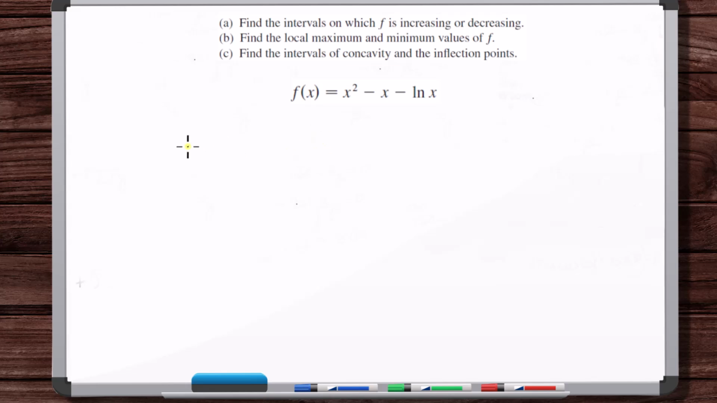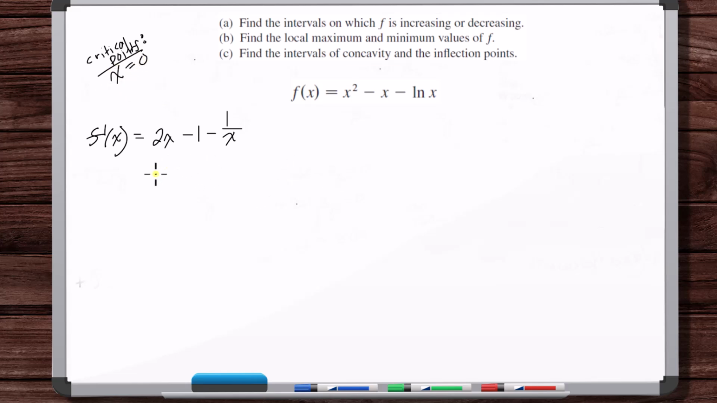Okay, last problem. Same question, different function. So what are the intervals where the function is increasing or decreasing? Find the first derivative. Okay, but now we've got a critical point where x is equal to 0. That's where the derivative doesn't exist. Okay, so critical points. One is x is equal to 0.